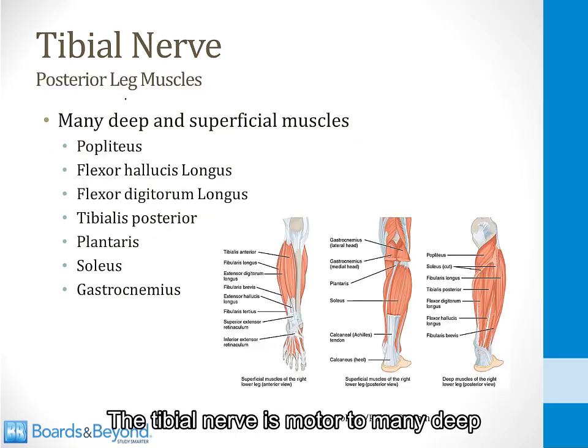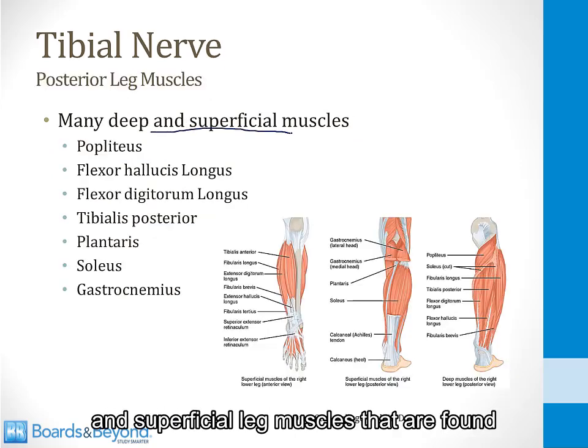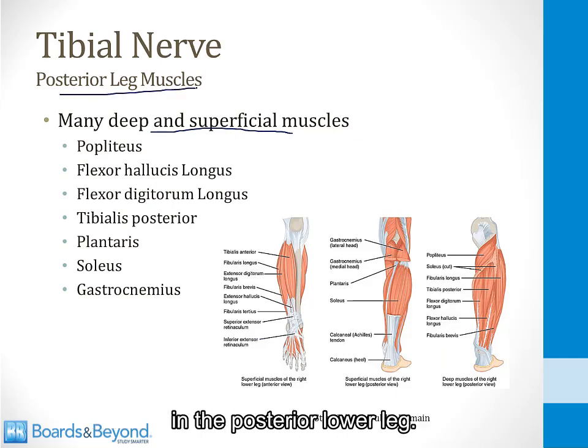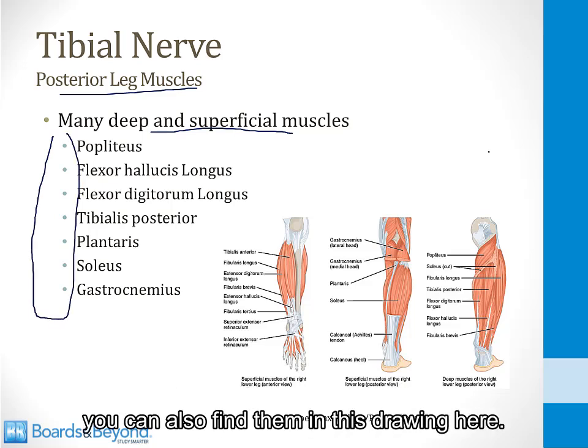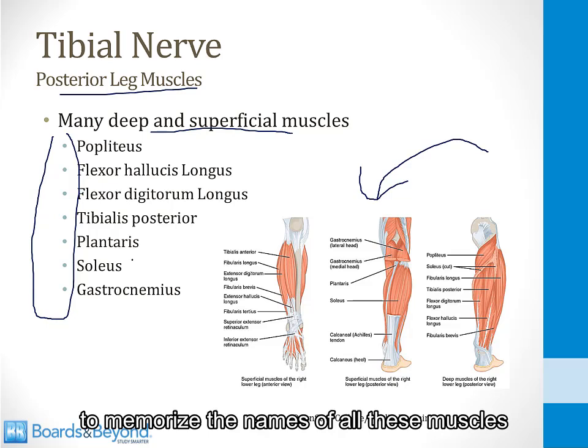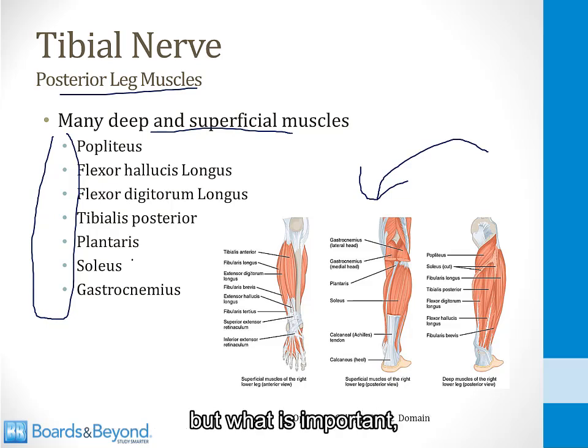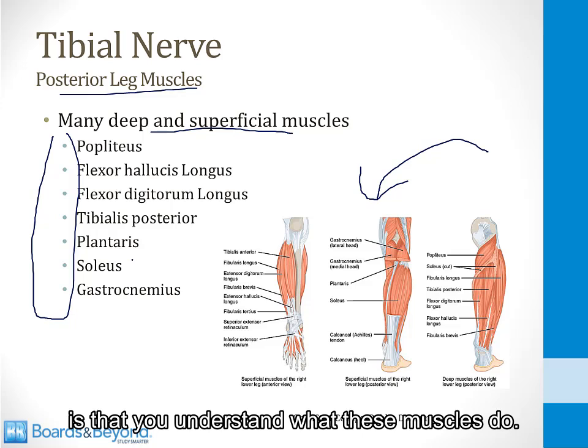The tibial nerve is motor to many deep and superficial leg muscles that are found in the posterior lower leg. I've listed the names of all the muscles on the screen here. You can also find them in this drawing here. I don't think it's very high yield to memorize the names of all these muscles, but what is important is that you understand what these muscles do.